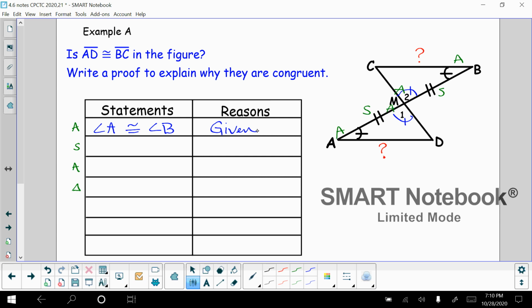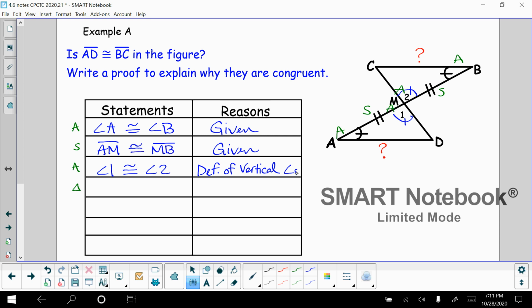Okay, now I'm going to go with the side. Side AM is congruent to MB. That is also given because they marked it for us. Angle 1 is congruent to angle 2. And that is the definition of vertical angles. Okay, if you write vertical angles, that'll be fine.